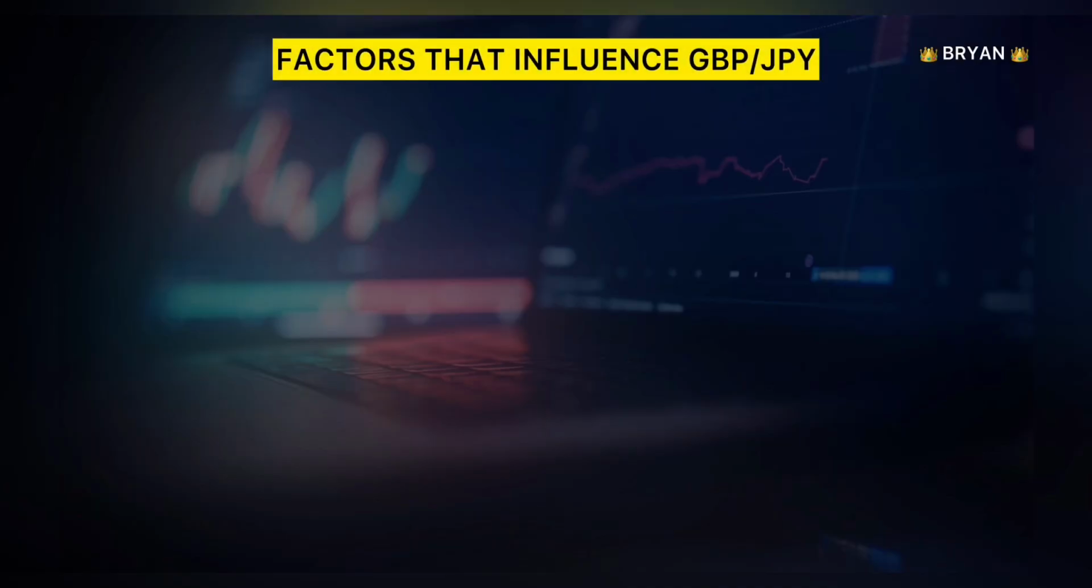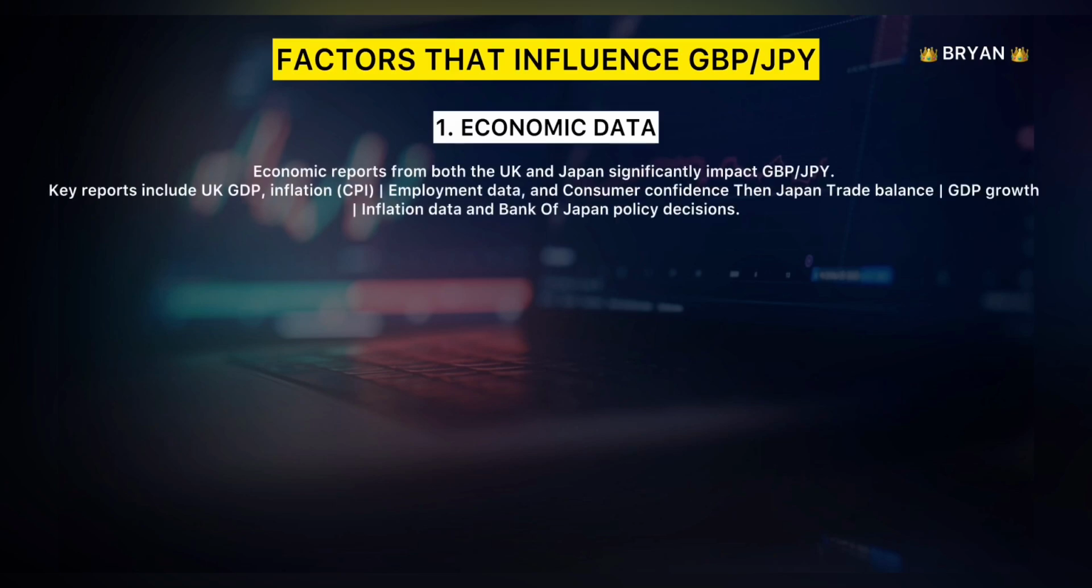Factors that influence pound sterling to Japanese yen. 1. Economic data. Economic reports from both the UK and Japan significantly impact pound sterling to Japanese yen. Key reports include UK GDP, inflation, CPI, employment data, and consumer confidence, then Japan trade balance, GDP growth, inflation data, and Bank of Japan policy decisions.